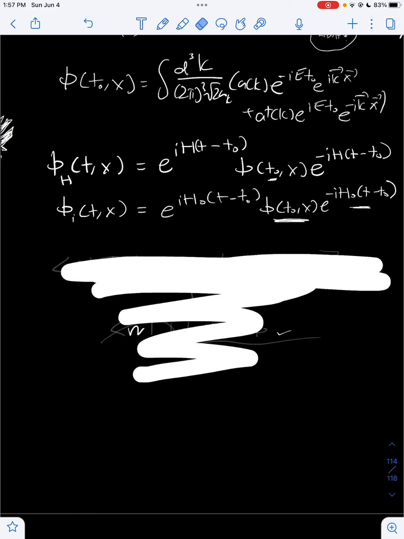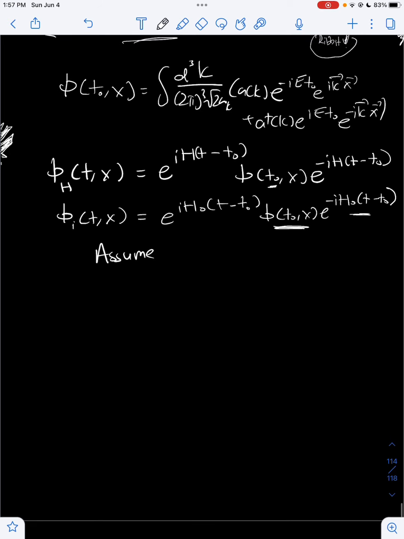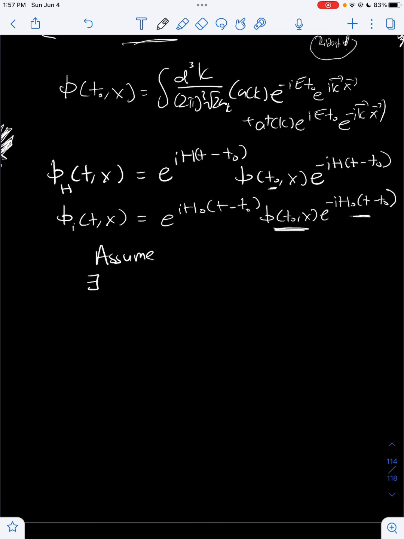Well, let's assume, okay, we're getting some math words right now. Assume that there exists some time t equals t naught, such that phi H of t naught x equals phi I of t naught x. So basically, we're assuming that there exists some time t where the free field has the same form as the interacting field. Usually, we actually assume that t naught is asymptotic, okay?